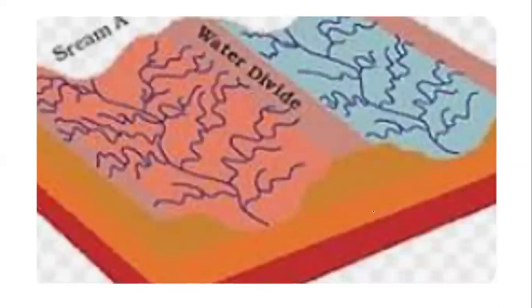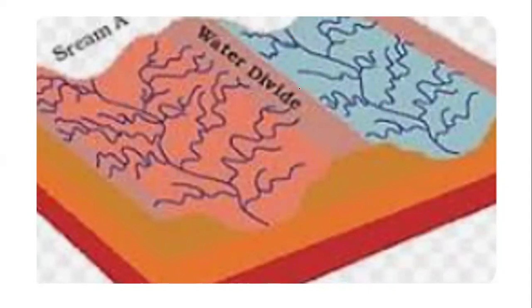Next term we are going to study is water divide. Water divide is a highland area that divides the drainage basin of rivers into two halves, right? Stream A is flowing here, you can see, and the tributaries are joining. And on another side of the highland area, a stream along with its tributary is flowing.